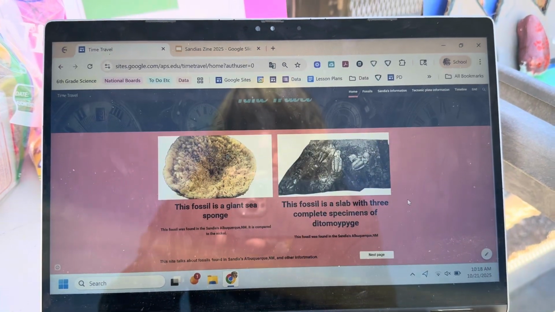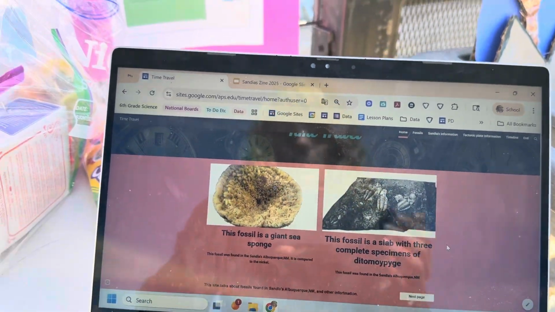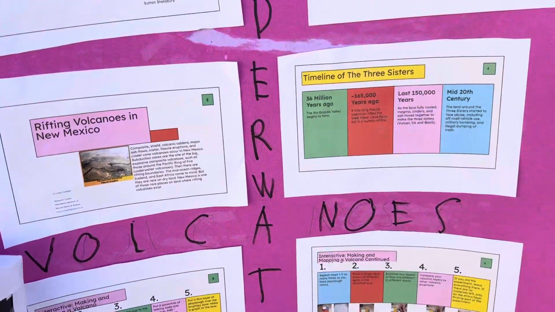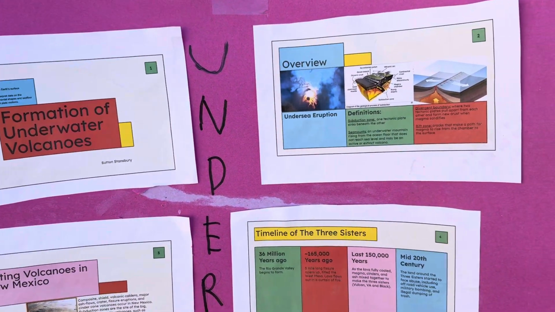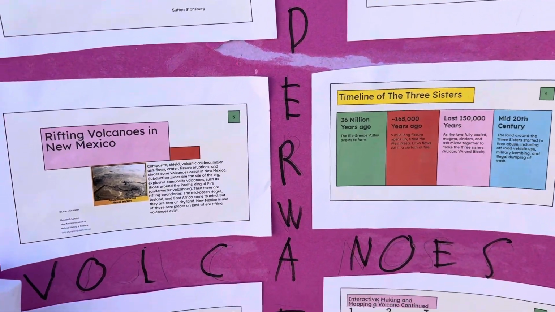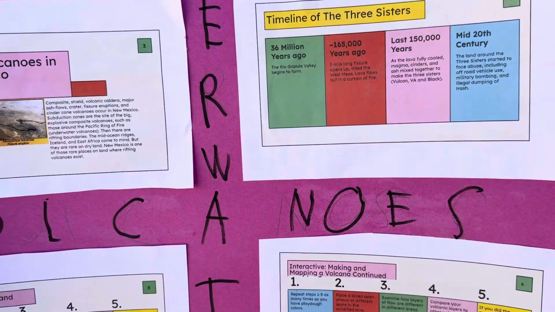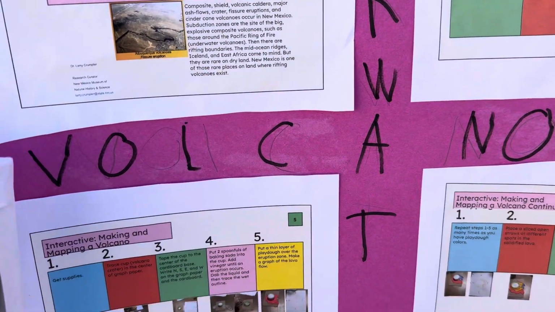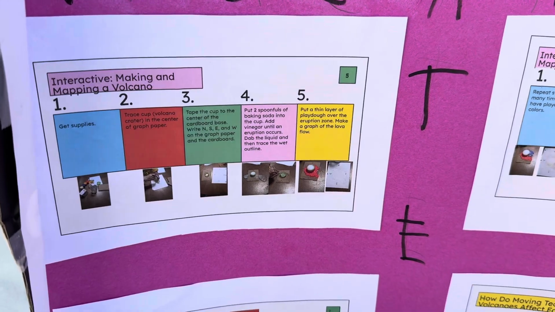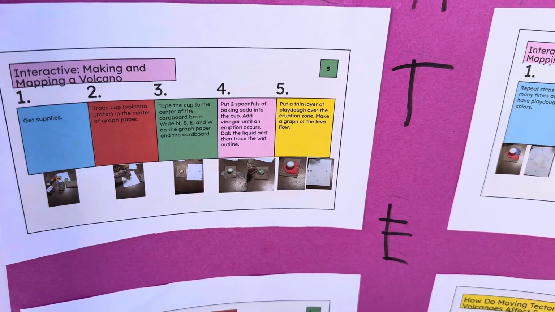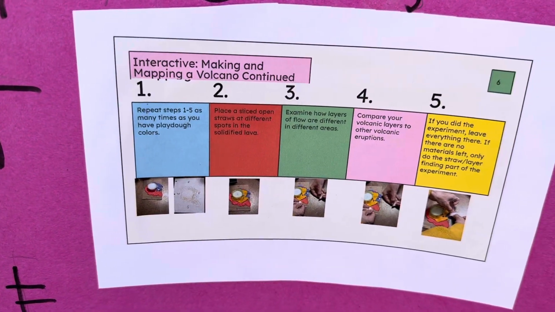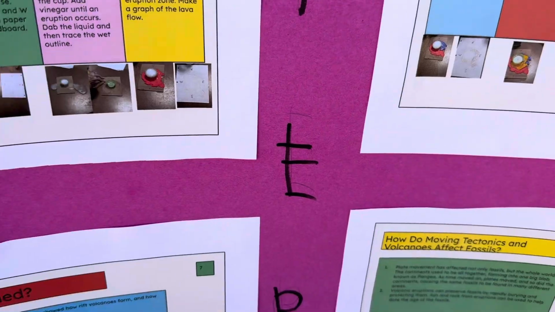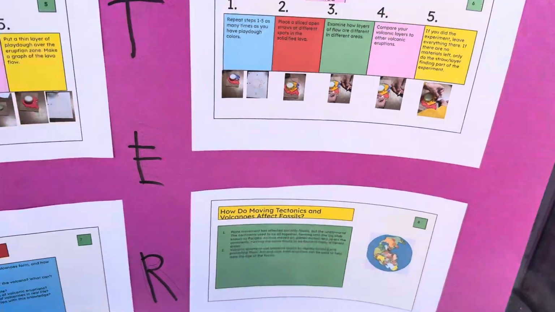And then our home page, we've got sea sponges and a fossil slab. This one is an experiment, so if you follow the instructions, you can see information with the timeline, the rifting, and Three Sisters volcanoes, and then we've got an interactive, so you're gonna make and map a volcano, right? We'll get a video of that later.